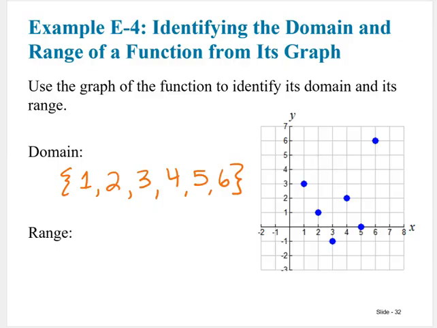Then we're going to do the range as well. So in the range, you're going from the y's. So you want to look at the y-axis, start the farthest down, right? Instead of starting at the left, we're going to start at the bottom.